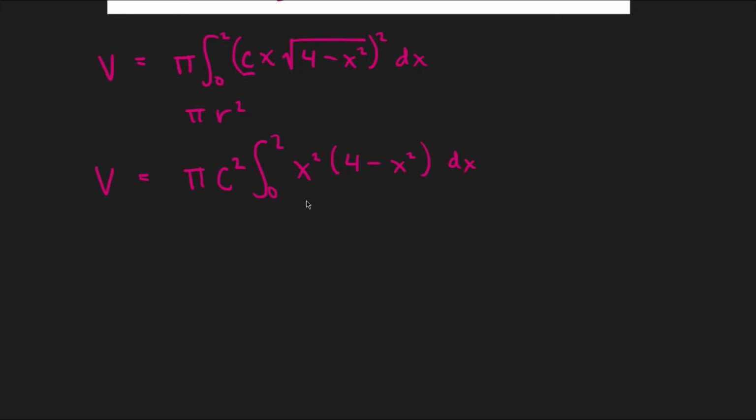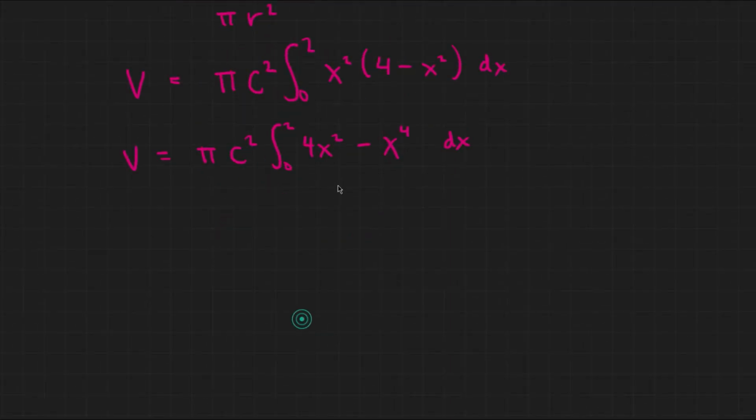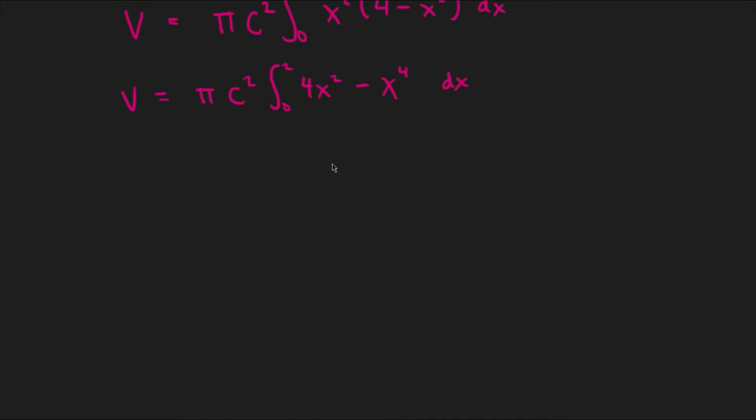Okay, so from here we have our setup. And now we need to anti-differentiate. So v equals pi c squared. And for this one, I'm actually just going to multiply this out. So 4x squared minus x to the 4th dx. And then from here we can anti-differentiate. So v is going to be equal to pi c squared. This is going to be pretty big.